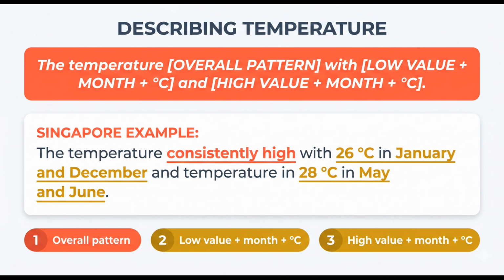Now look at the Singapore example below. Temperature is consistently high throughout the year, ranging from a low of 26 degrees Celsius in January and December to a high of 28 degrees Celsius in May and June. Notice how the example hits all 3 components. The pattern is described, consistently high. The low is given with months and unit. The high is given with months and unit. That's 1 mark secured. Memorize that structure.